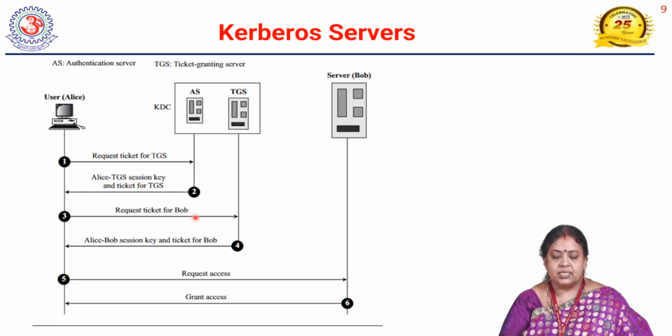So he requests the ticket for Bob. That means he wants to contact the real server, that is, Bob. So he requests the ticket. Then the TGS, since verification is already done by the AS, does not do any verification. It creates a key, the Alice and Bob session key, and that is given to Alice. By using this, Alice makes a request to the server, that is, Bob. Then Bob grants the access. That is the procedure of the Kerberos servers.